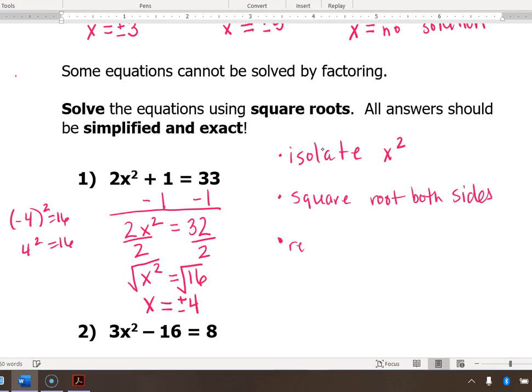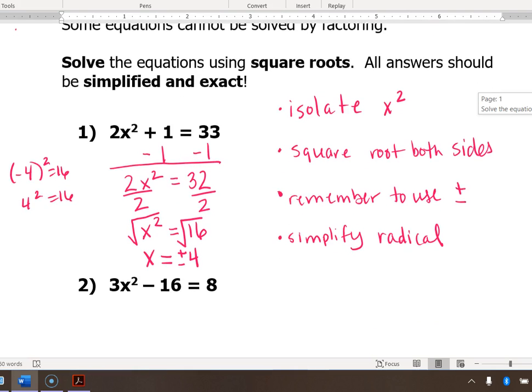This is a key one here. You want to remember to use plus or minus. So thinking about, we have two possible solutions there when we take the square root. And we didn't have to for this particular question, but sometimes when we want to take the square root, we're not going to get a number that has a perfect square. So we're going to see if we are able to simplify the radical down any more than it shows. All right, so let's take those steps, keep them in mind for question number 2.